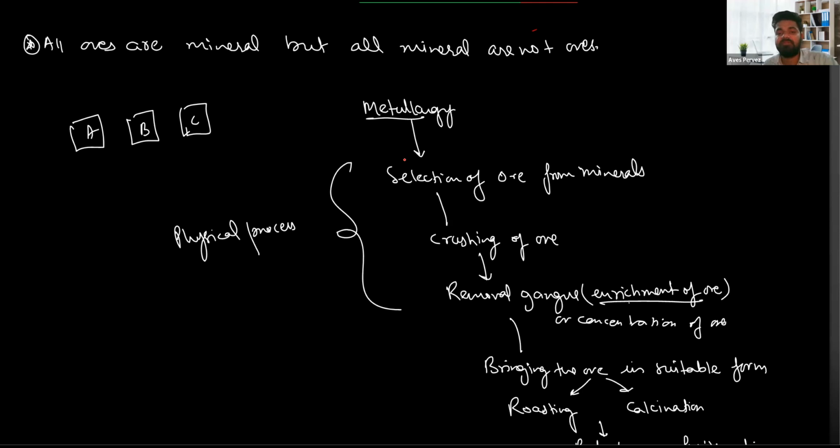So first of all, we will select the ore from the minerals, which mineral is suitable for extracting a particular kind of metal. After that, we crush the ore. After crushing the ore, we remove the impurities from it by using different methods like gravity separation, like hydraulic washing (gravity separation and hydraulic washing are the same), froth flotation method, and magnetic separation. So we remove the impurities from the ores.